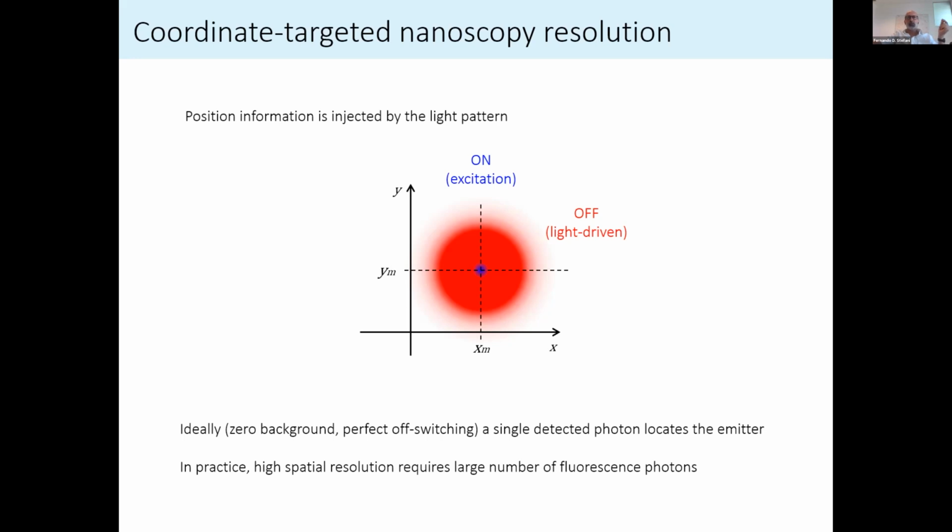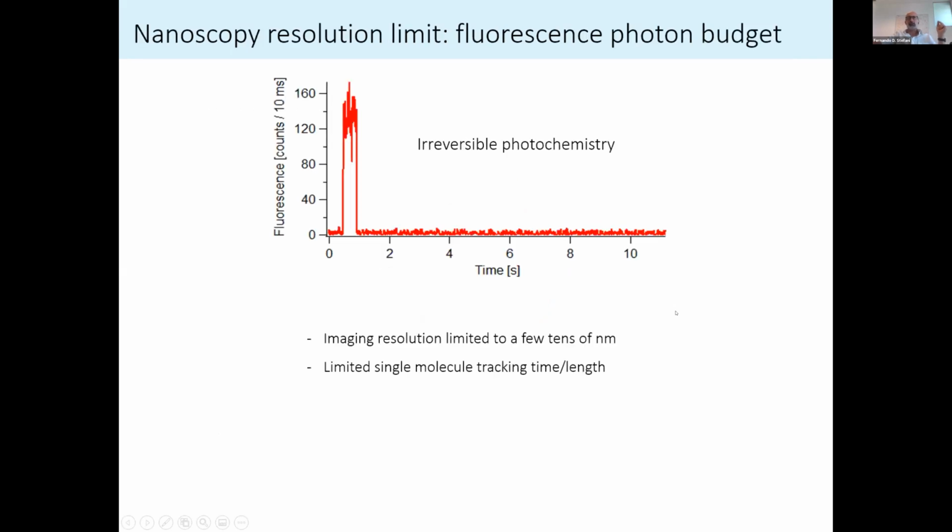Of course, in practice, there's always background, and this off switching is never perfect. So again, we need a large number of photons to achieve a high resolution. And the question is, why can we not get more photons? Well, the reason is that all molecules undergo irreversible photochemistry when we drive them to emit fluorescence. It's a process called photobleaching. This photobleaching, this irreversible photochemistry, is what really limits the resolution achievable with these methods.